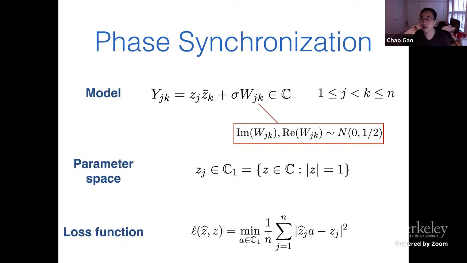So here you notice the loss definition. We put a minimization over a global rotation. The reason is that if you rotate all the angles by the same amount, then the joint distribution of these data will not be changed. So this minimization is to take care of this identifiability issue.